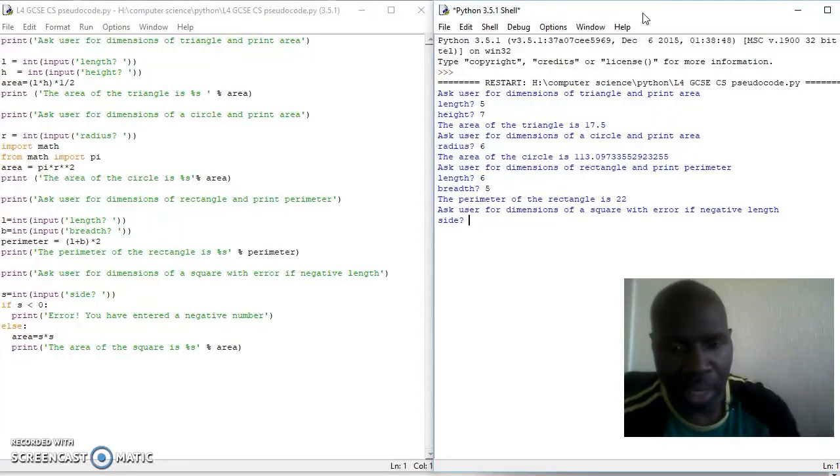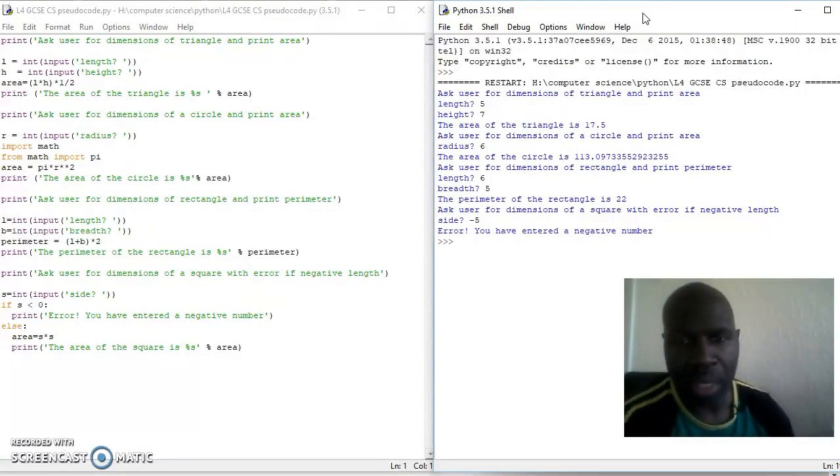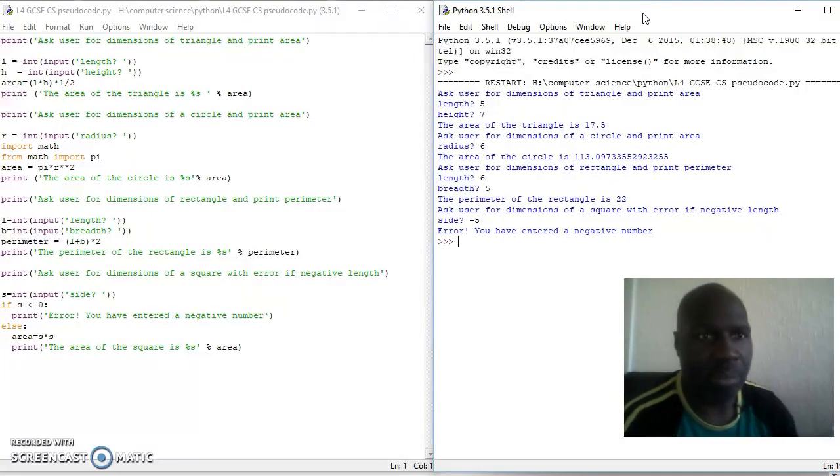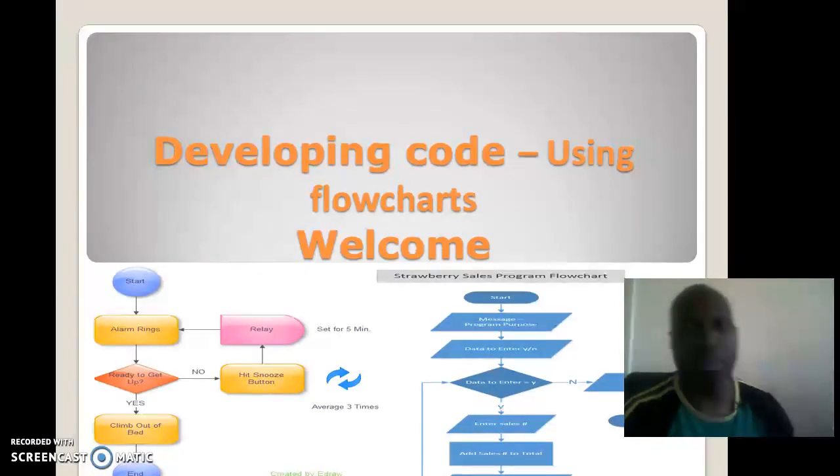And we're looking at our error message for the square, and I'm going to put -5 in, and it's saying that you've entered an incorrect number. So have a look at the code on the left, make sure you understand it, and that is the review of the homework task that I set you in the previous lesson. We're looking at developing code using flowcharts, so welcome to you all.